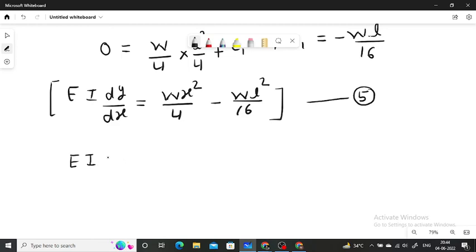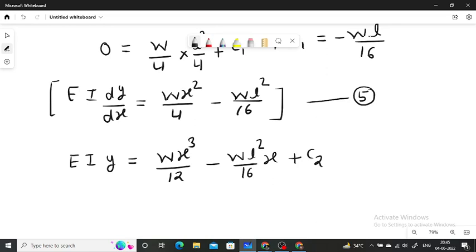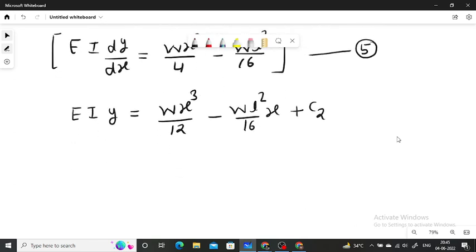EI into y is equal to Wx cube upon 12 minus WL square by 16 x plus C2, where C2 is the integration constant. Now for determining this integration constant, we are applying the end condition where x is equal to 0, deflection is 0. At x is equal to 0, deflection is 0. So from here, C2 will be equal to 0.